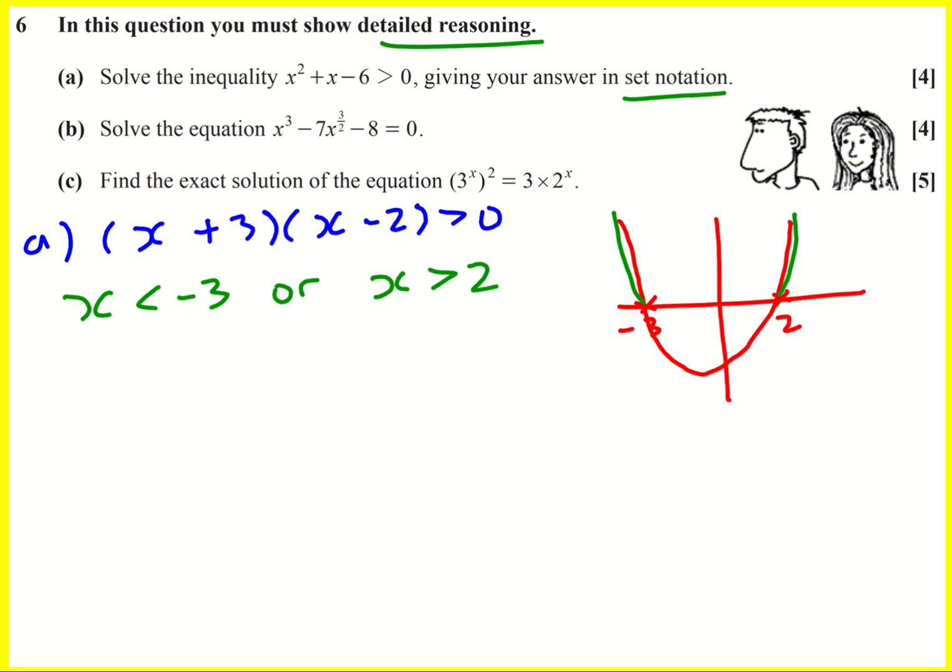I've been asked to write it in set notation, which is different from interval notation, by the way, and this would be how we'd write it. The set of x such that x is less than minus 3, union, which means combined with, the set of x such that x is greater than 2.